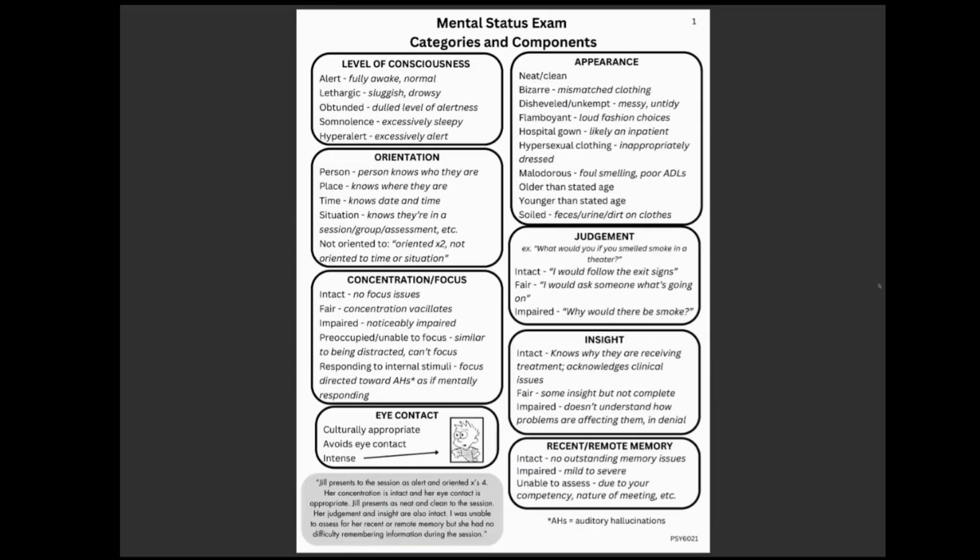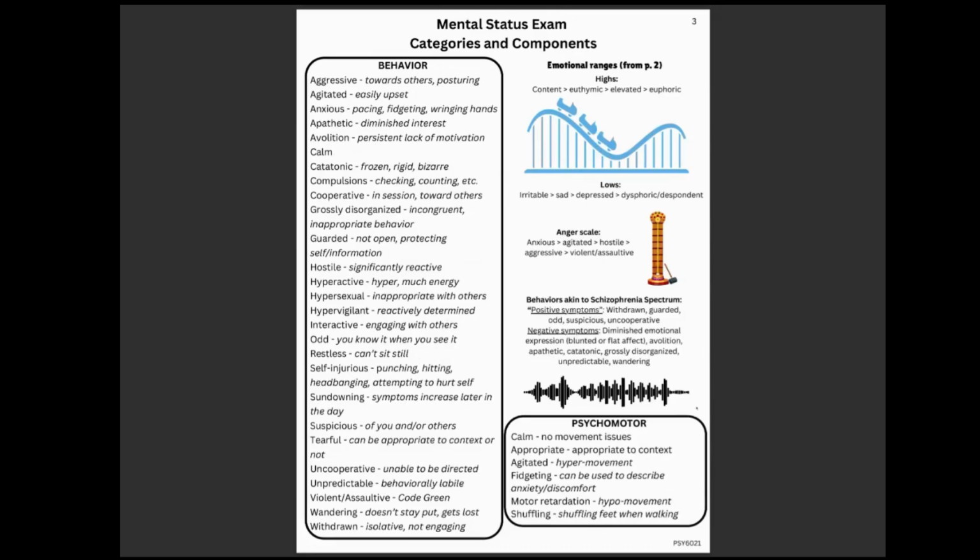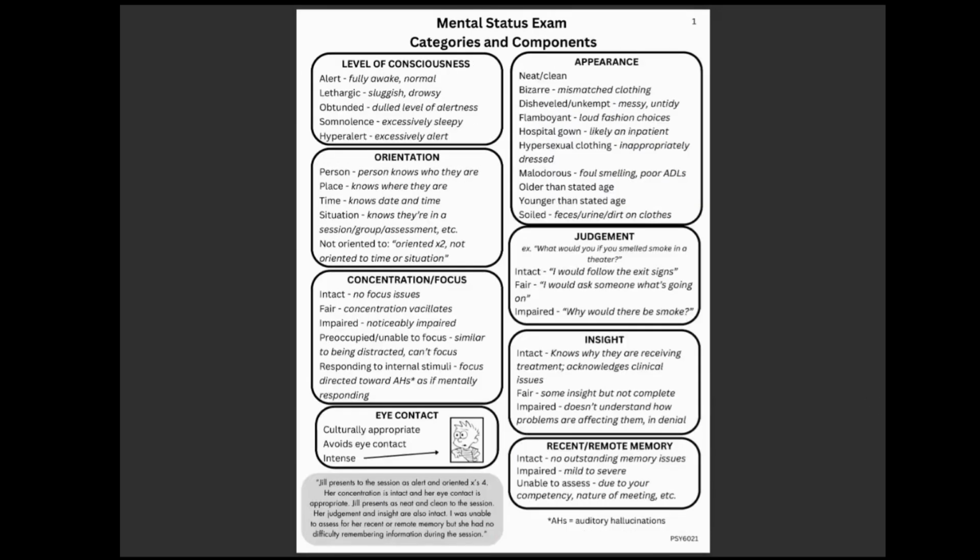And so down here on the first page, I gave you another example of what this top part of the mental status exam looks like. Jill presents to the session as alert and oriented times four. Her concentration is intact. Her eye contact is appropriate. Jill presents as neat and clean to the session. Her judgment and insight are also intact. I was unable to assess for her recent or remote memory, but she had no difficulty remembering information during the session. So that's one way to be able to describe this.